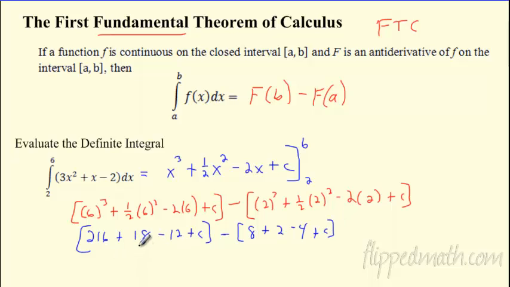And let's see if we can clean this all up here. 18 minus 12 is 6. So I'm looking at 222 plus c is my first bracket. That's the f of b. Minus, what do I get here? 8 plus 2 is 10, minus 4 is 6, plus c. So now I can evaluate this. What do I need to do? I can distribute that negative. So if I distribute the negative, you know what's going to happen here.